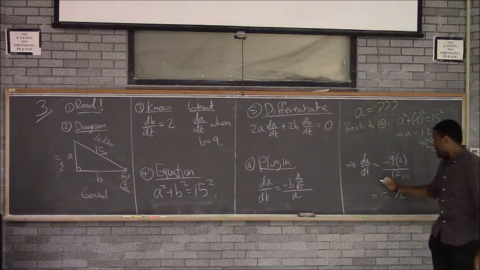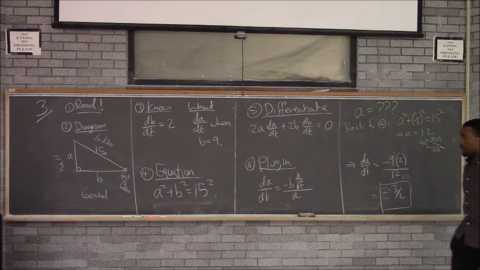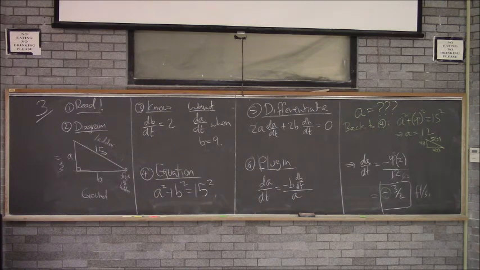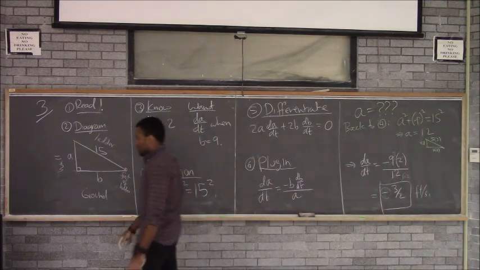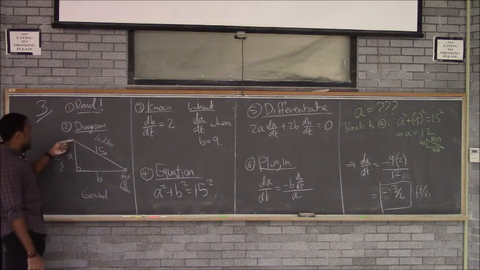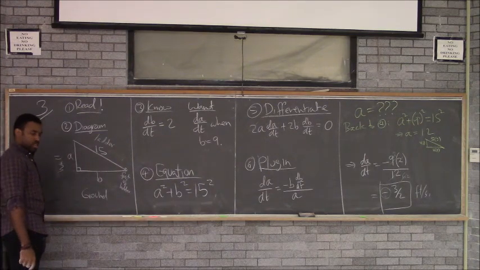So yeah, it's minus 3 over 2 feet per second. So every second, it will slide down 1.5.